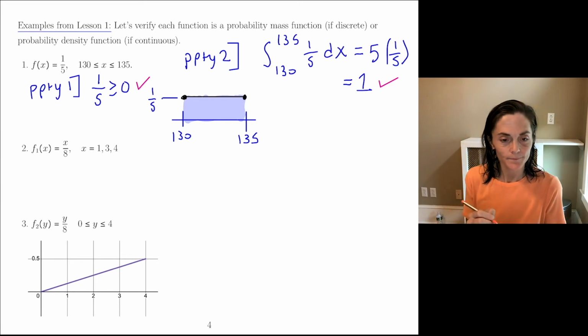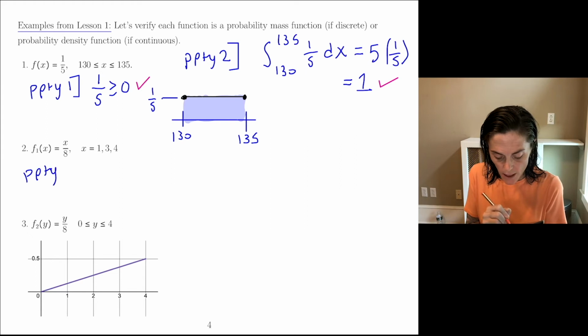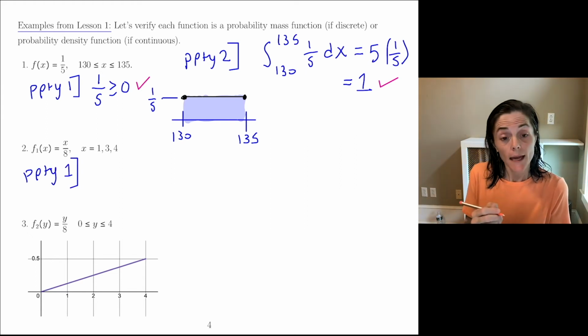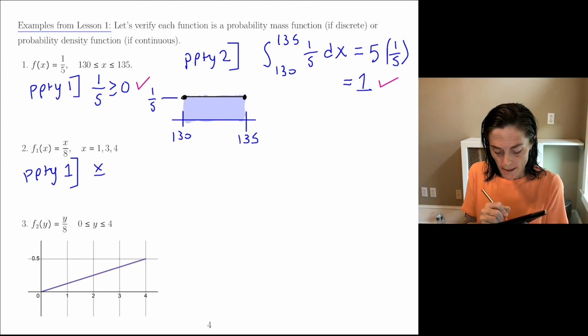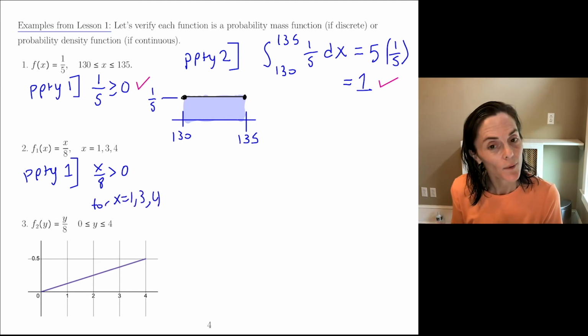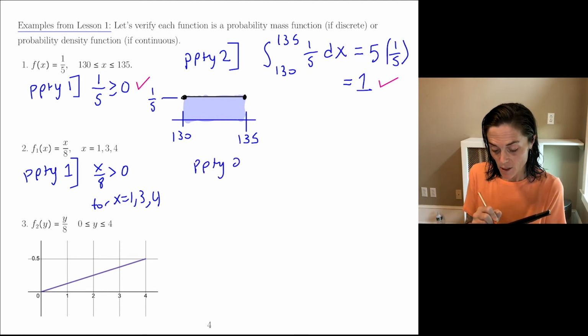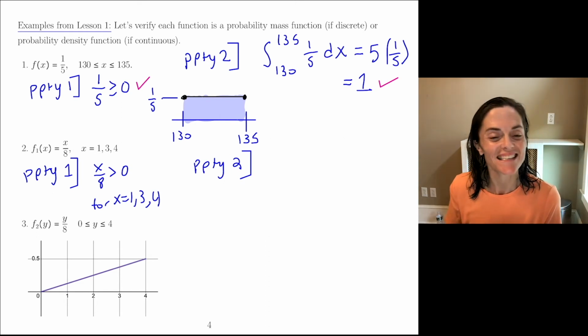Okay, property 1 is still about the function being non-negative, and that is true. So x over 8 is definitely, in fact, it's strictly positive for x equals 1, 3, and 4. Not a problem. Now, property 2, this is a discrete random variable, and so we need to evaluate a sum.